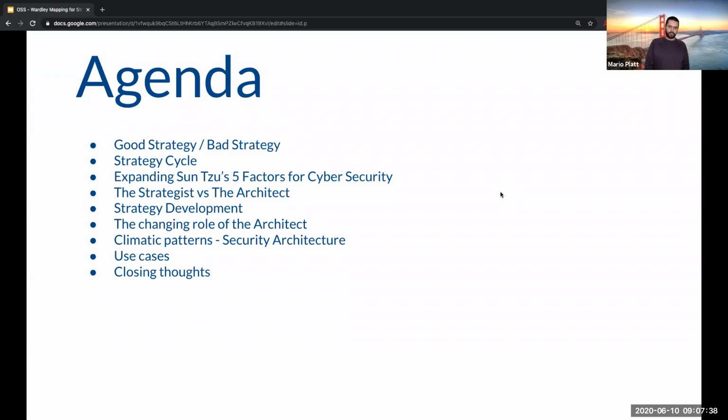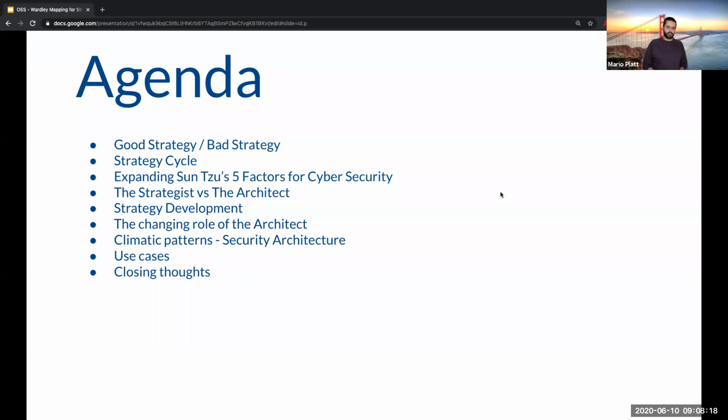So this is what we will be covering today. Before going into Wardley mapping per se, I'm going to introduce the ideas from a book called Good Strategy, Bad Strategy, which I like to use before I introduce Wardley mapping as a heuristic for us to understand if we're doing good strategy or bad strategy. Then we're going to be talking about the strategy cycle. I'm going to expand the use of Sun Tzu's 5 factors to cover cybersecurity. I'll first do that for strategy and then for what it means to architecture.